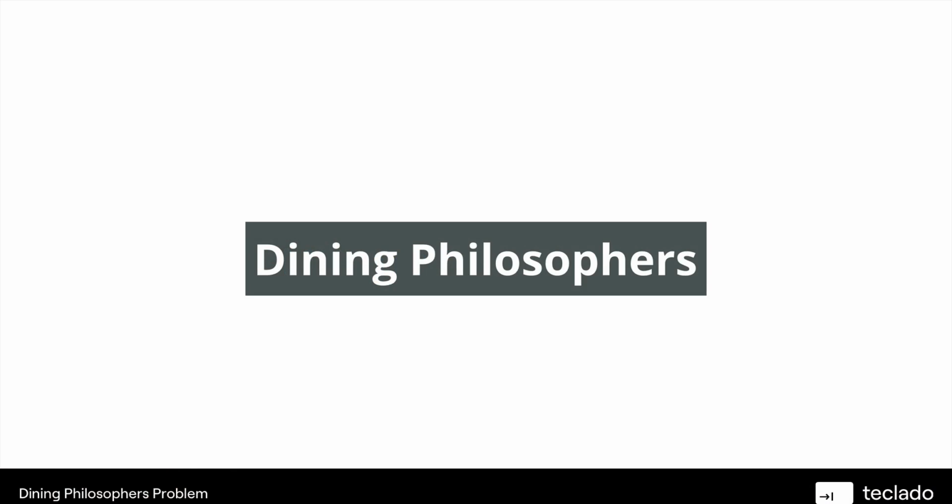The dining philosophers is a common problem in computer science. It's an example or an illustration of a very common thing in computers.